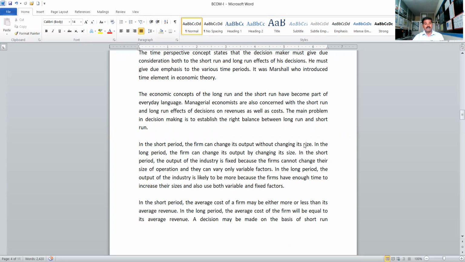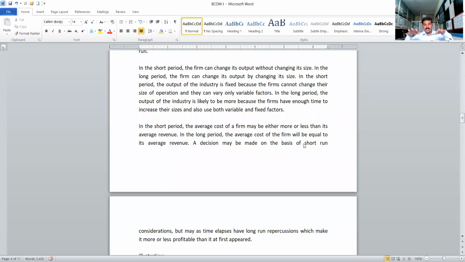In the long period, the output of the industry is likely to be more because the firms have time to increase their sizes and also use both variable and fixed factors. And in the short period, the average cost of a firm may be either more or less than its average revenue. In the long period, the average cost of the firm will be equal to its average revenue.